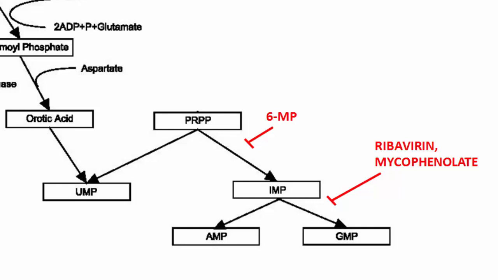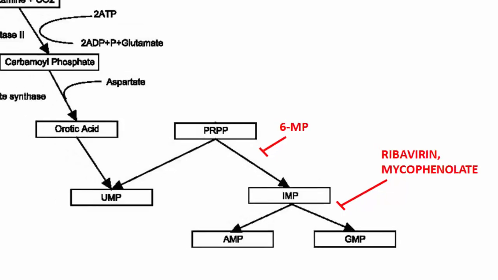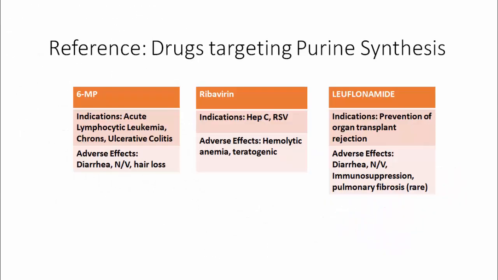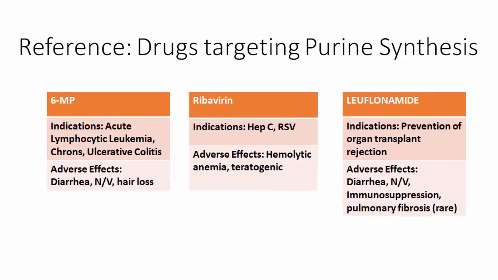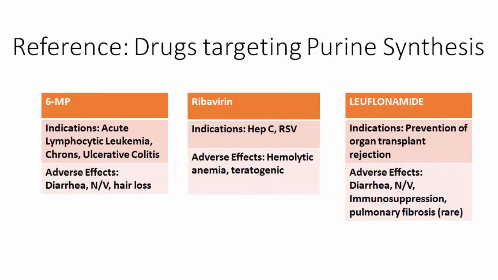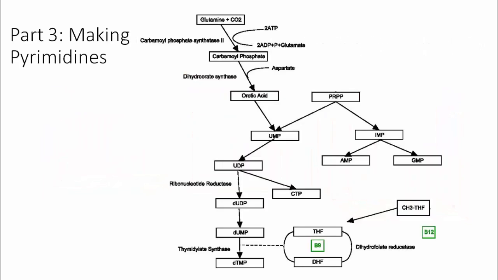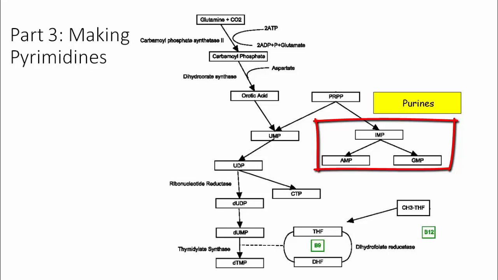So for the conversion of PRPP to IMP, you target with a drug called 6-mercaptopurine. For conversion of IMP to AMP and GMP, you can actually target this step with ribavirin or mycophenolate. And again, I've just included a reference slide that talks about the indications and adverse effects of each one of these drugs, and you can see that they're either generally used for treatment of cancers or for the purpose of immunosuppression. So now we have our AMP and our GMP, and all we need to make are our pyrimidines.